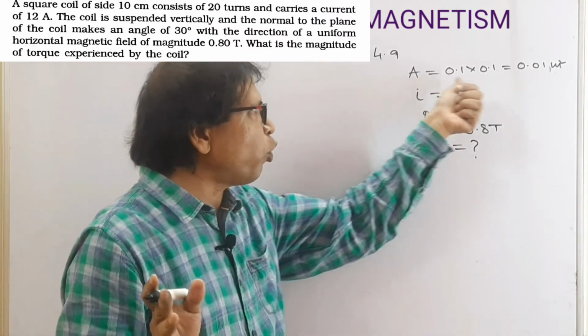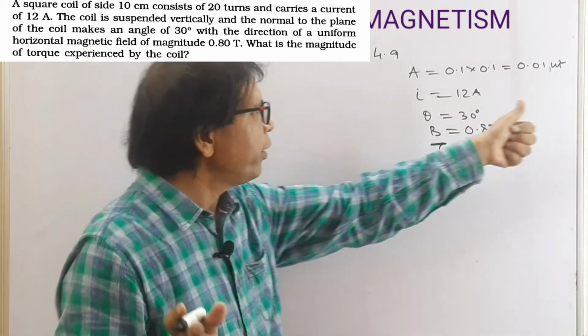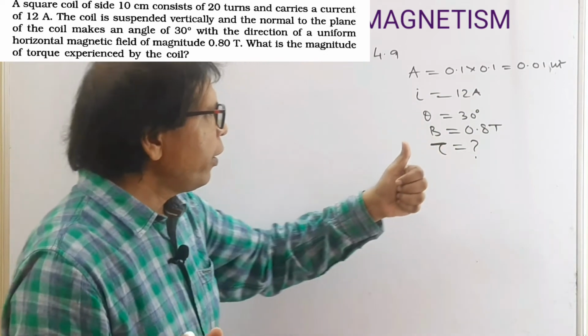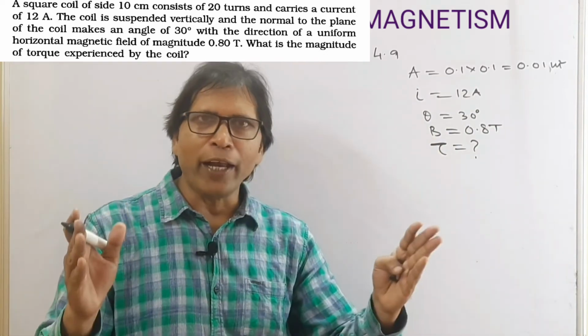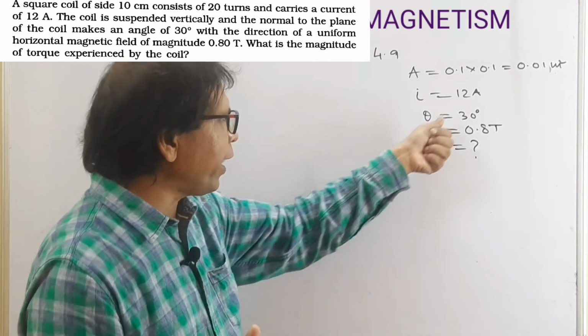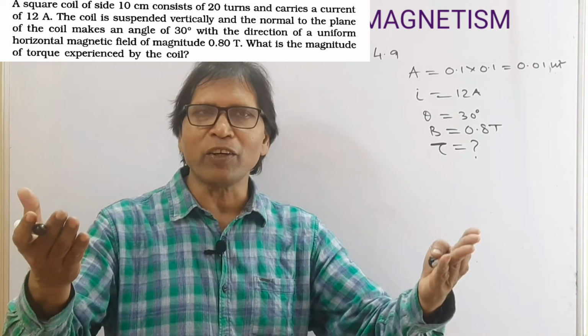The area of a square coil is equal to 0.01 meter square. It carries a current of 12 ampere. The normal of the coil makes an angle of 30 degree with the magnetic field. We have to calculate the torque.